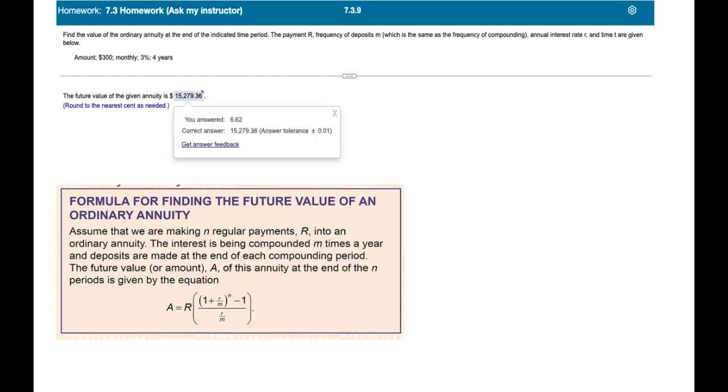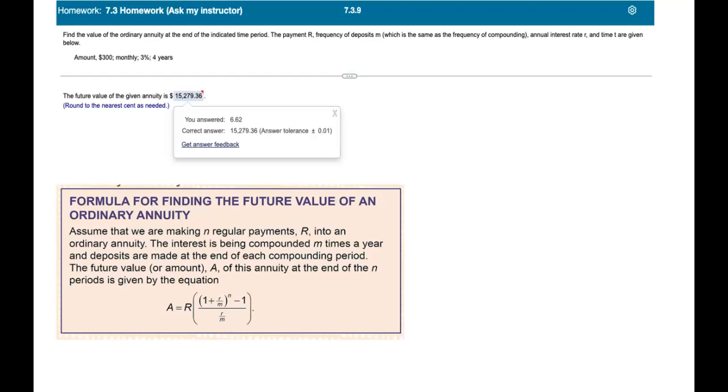There is a question that's posed in my math lab about annuities. So that's what this particular video addresses. First of all, in the problem that's given, you're asked to find the value of an ordinary annuity at the end of the indicated time period. And you're told the payment R, the frequency of deposits is M, same thing as frequency of compounding. The annual interest rate is a lowercase r, and the time t are all given.